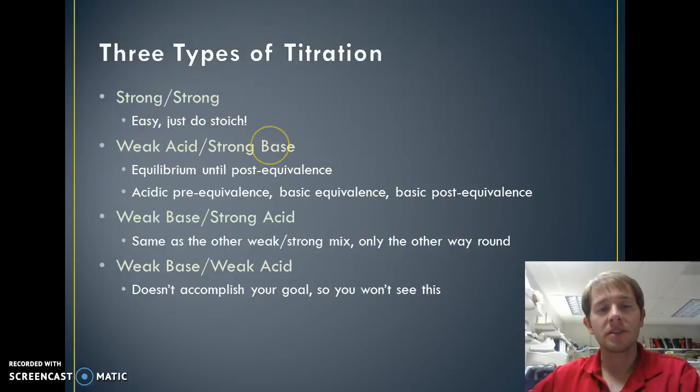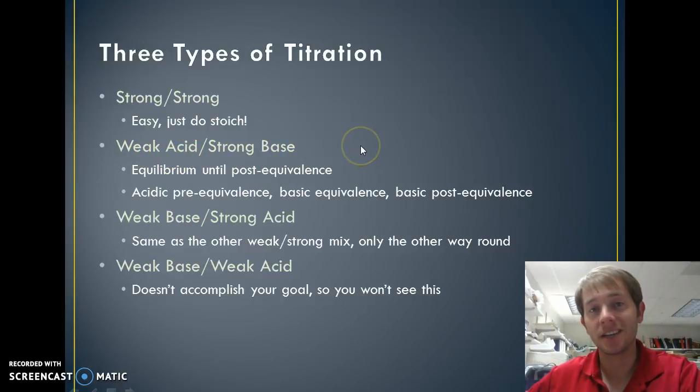Weak acid, strong base. If you're after equivalence, you're doing stoichiometry, but if you're before equivalence or at equivalence, then this is more of an equilibrium problem. Realize that if it's a weak acid, strong base, that means the strong base is going to fully dissociate and react. That means it's going to turn the weak acid into its conjugate. Its conjugate is also a weak base. So at equivalence, when there's no strong base and no weak acid around, all you have is weak conjugate base, which makes it basic at equivalence.